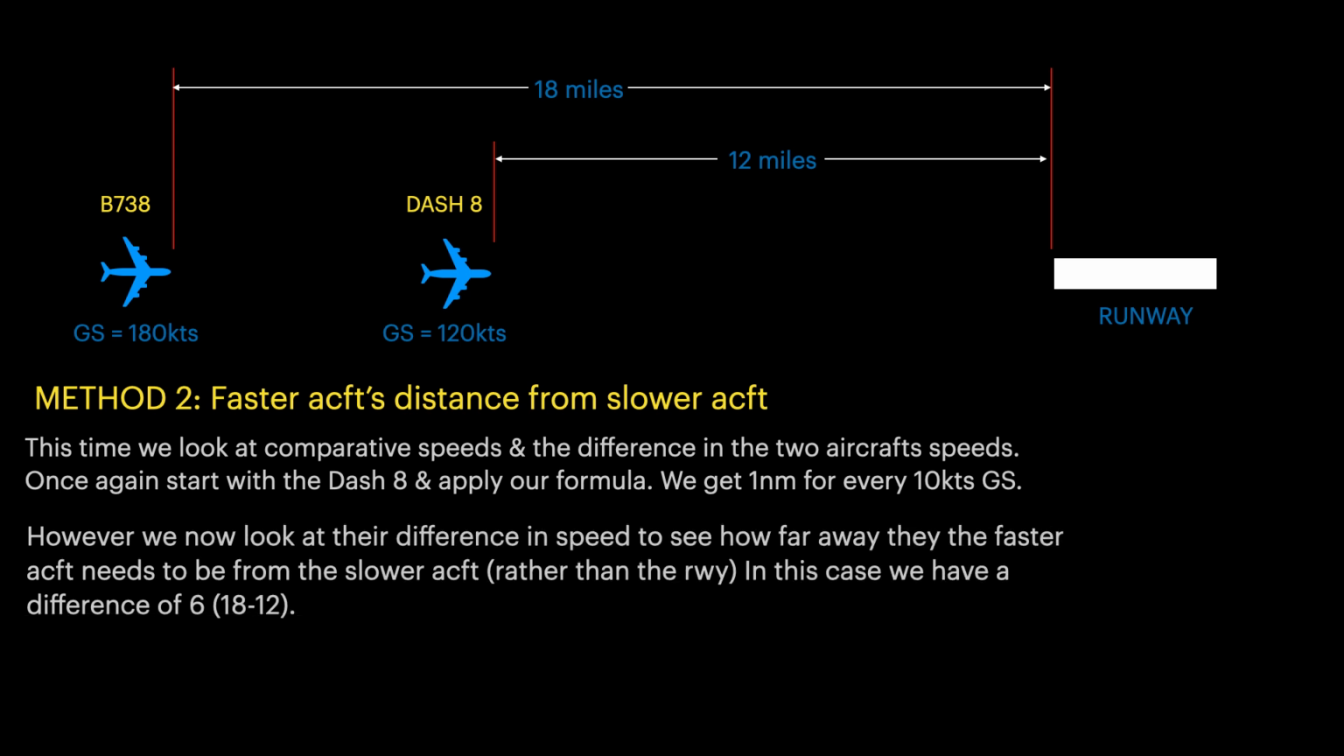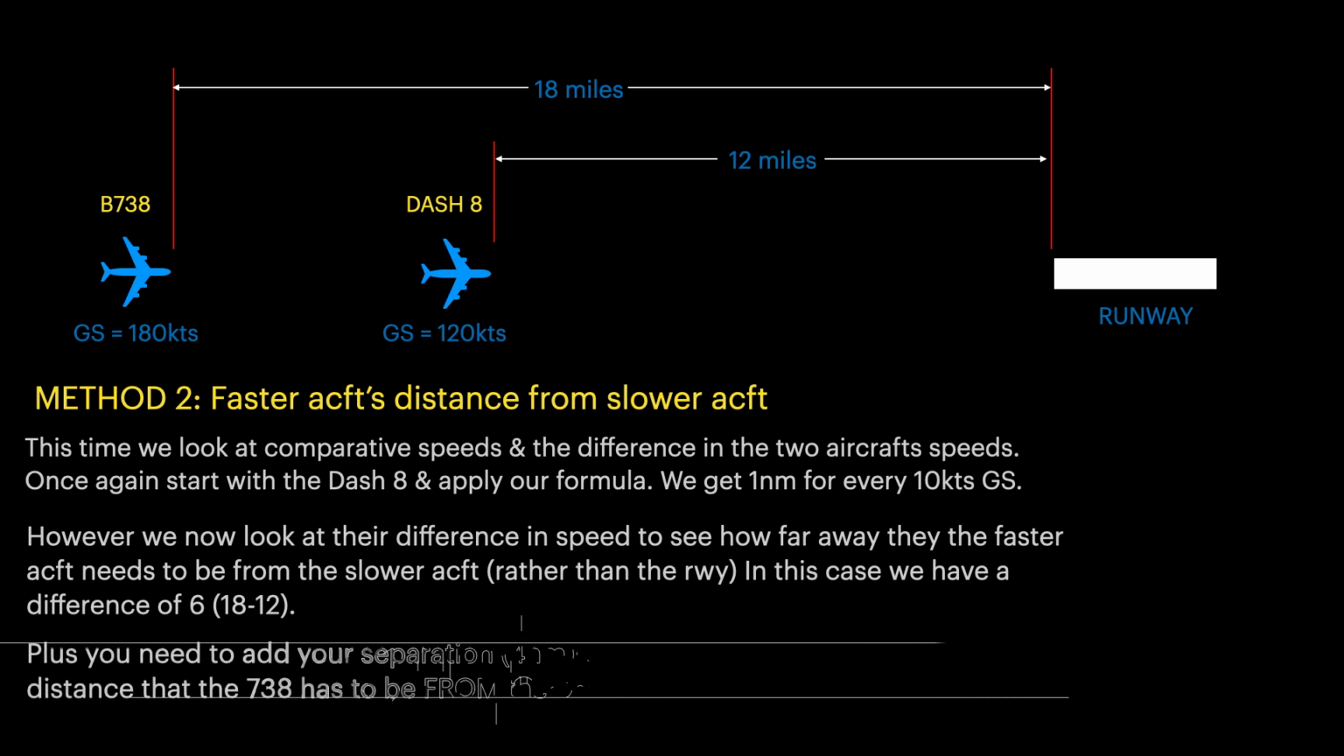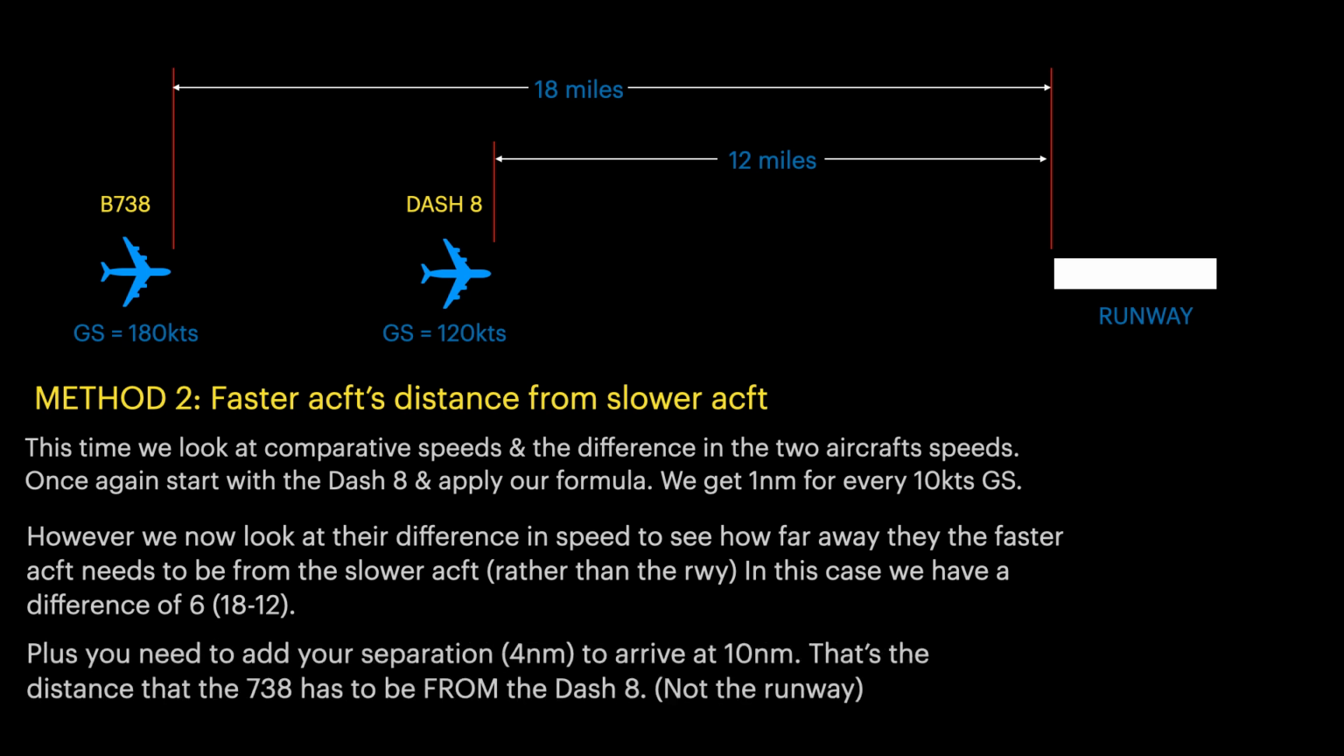However, we now look at their difference in speed and see how far away the faster aircraft needs to be from the slower aircraft rather than the runway. In this case, we have a difference of 6. In other words, 18 minus 12 is 6. Now, like the previous example, to that figure, to 6, you have to add our separation. As I said, I use 4. So you arrive at 10 nautical miles. That's the distance that the 737-800 has to be from the Dash 8, not the runway.